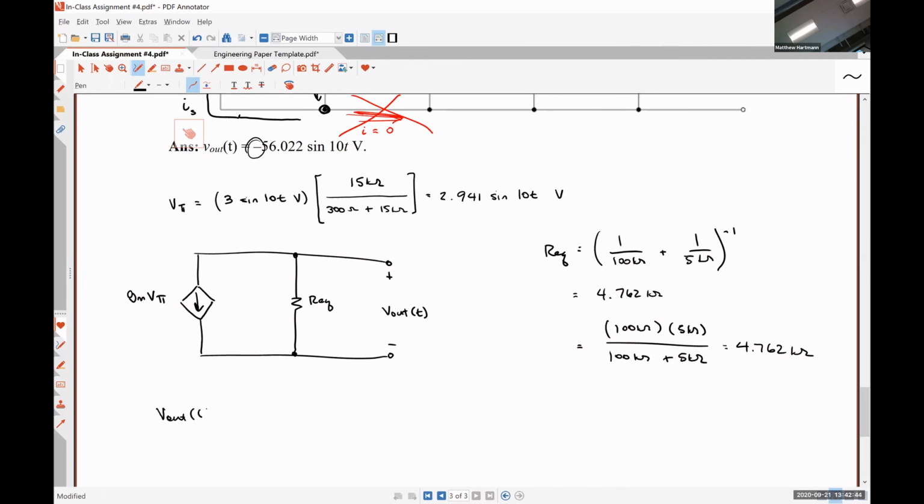So v_out as a function of time is going to be negative 4 millisiemens times 2.941 sine 10t volts times 4.762 kilo ohms, and this exactly equals negative 56.022 sine 10t volts. I only remember it because I did it like an hour ago. So does anybody have any questions about the steps we took in this particular problem?